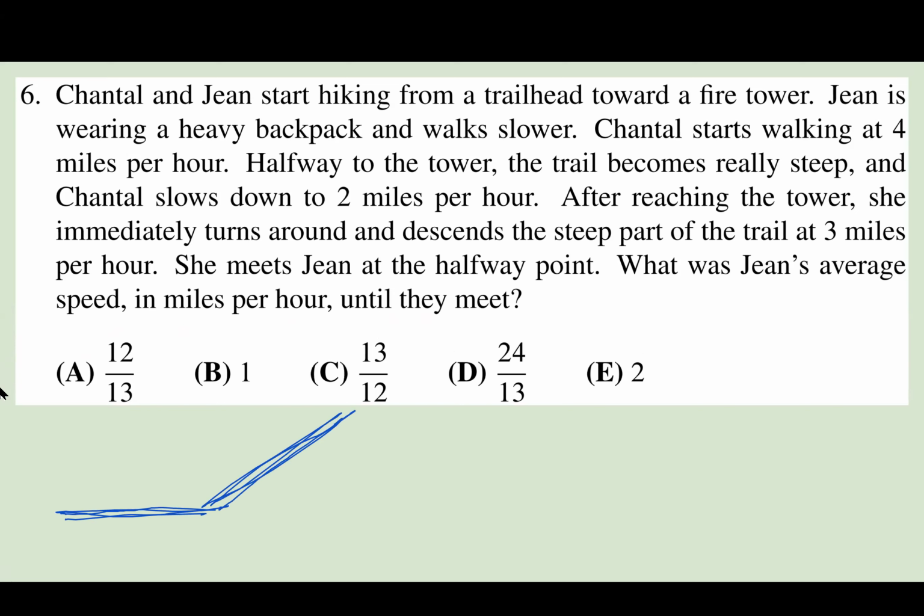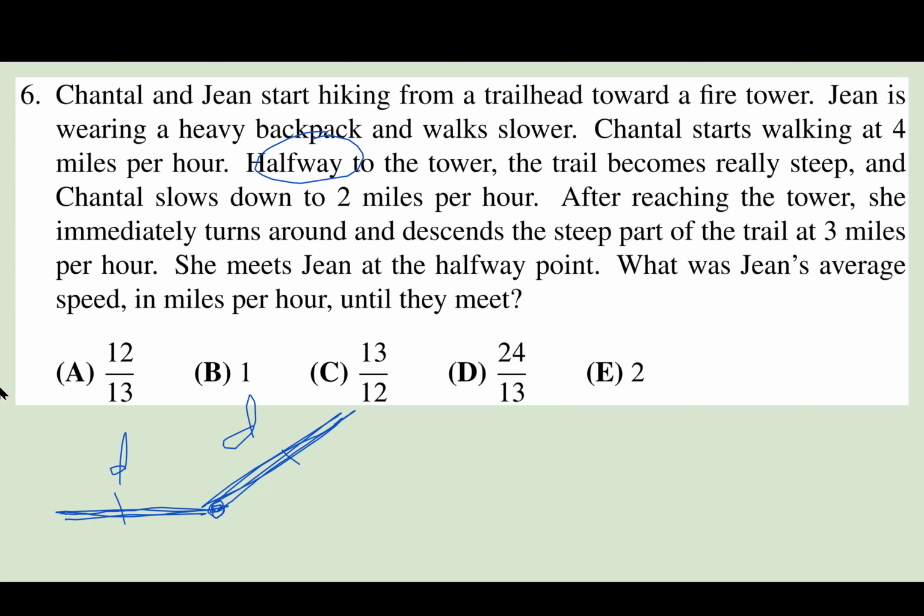And it says halfway to the tower, the trail becomes really steep. So this is the halfway point. If I call this distance D, this distance would also be D. These are equal. Let's see what it says. Chantal starts walking at 4 miles per hour. Halfway to the tower, the trail becomes really steep, and Chantal slows down to 2 miles per hour. After reaching the tower, she immediately turns around and descends the steep part of the trail at 3 miles per hour.